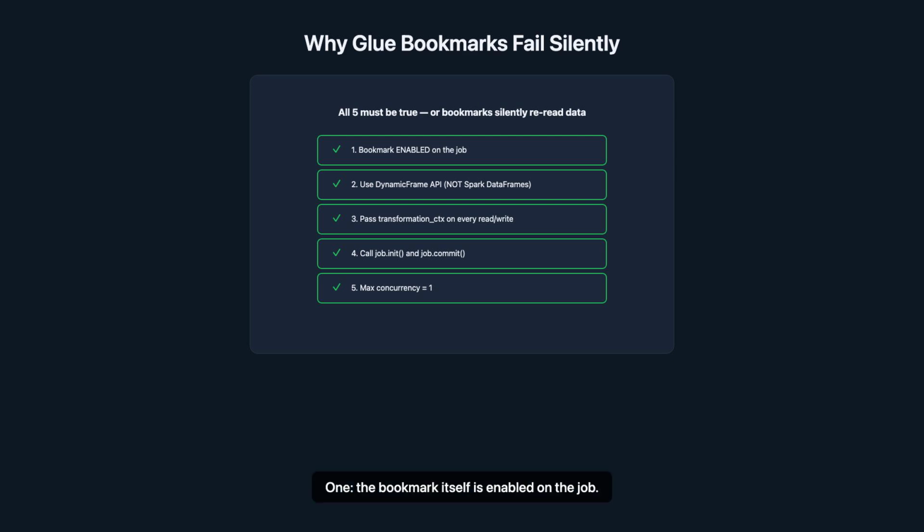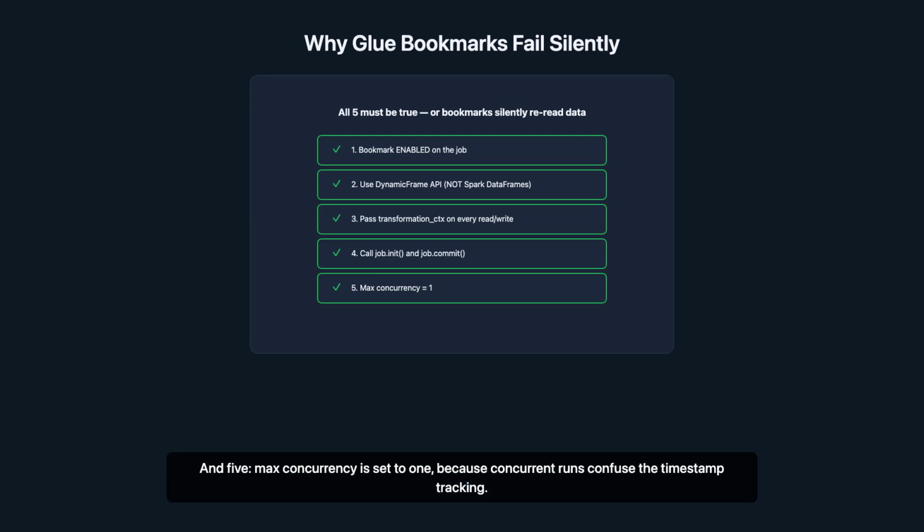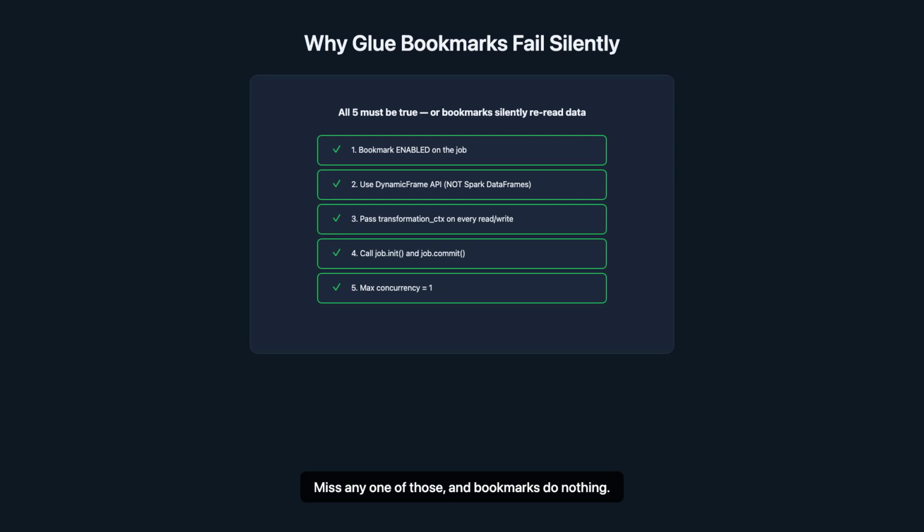1. The bookmark itself is enabled on the job. 2. You use the dynamic frame API. Spark data frames will not work. 3. Every read and write passes a transformation_ctx parameter so Glue can track per source state. 4. Your script calls job.init and job.commit. And 5. Max concurrency is set to 1 because concurrent runs confuse the timestamp tracking. Miss any one of those and bookmarks do nothing.